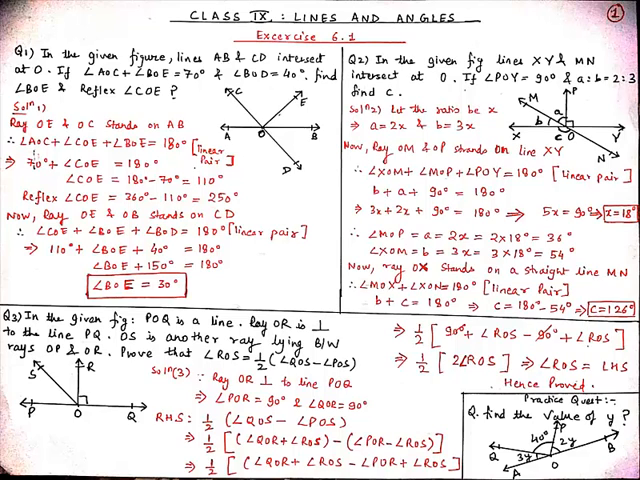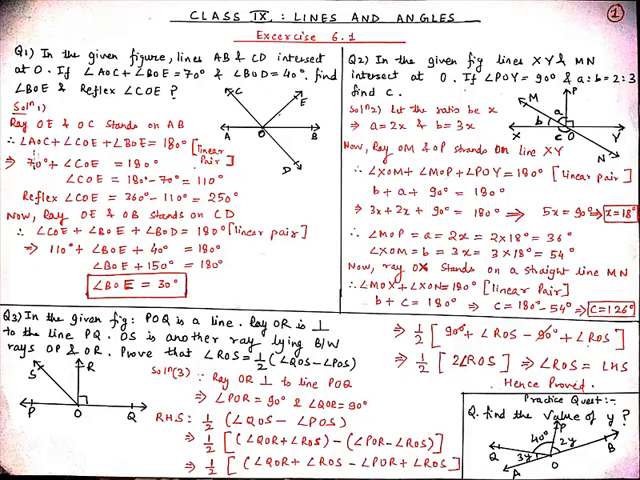Now the value of angle MOP, which is equal to A, is equal to 2x. So 2 into 18 degrees is equal to 36 degrees. So A is equal to 36 degrees. And now angle XOM, which is equal to B, and we know that B is equal to 3x. So 3 into 18 degrees is equal to 54 degrees.